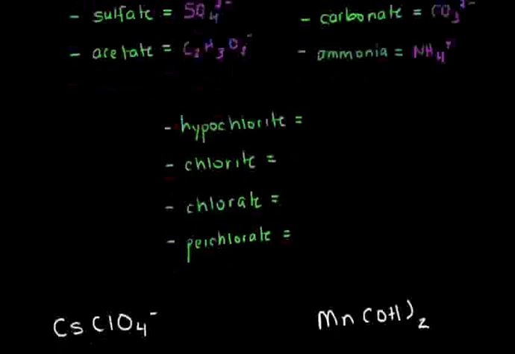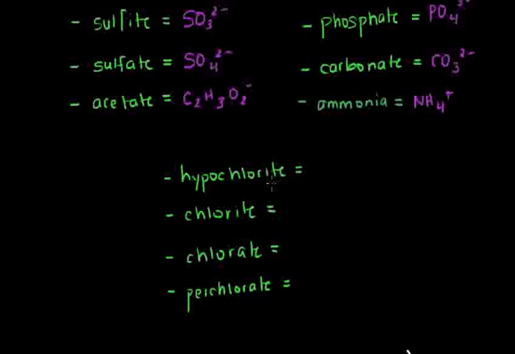But now let's return to our endings. I told you that ite indicates one fewer oxygen than ate. But what about these beginnings here? What about this hypo bit? And what about this per bit?